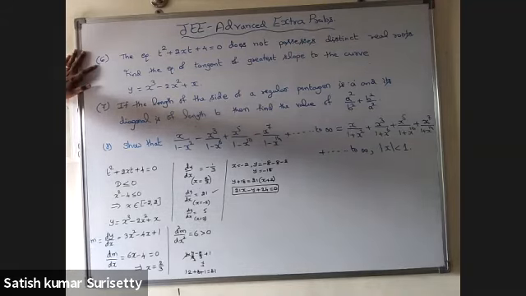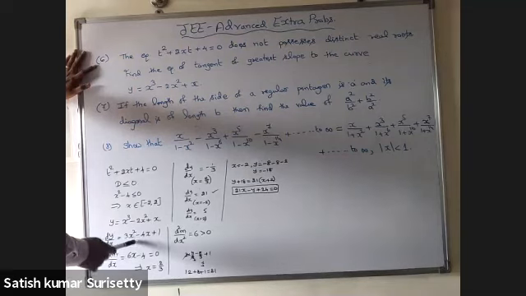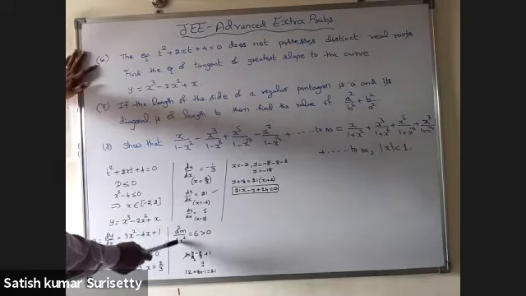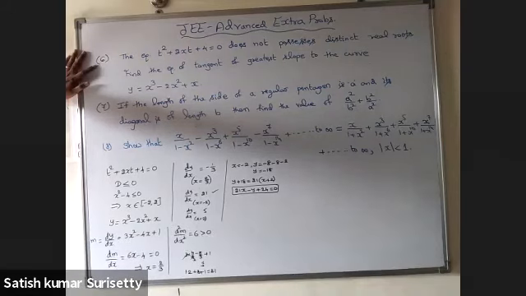So differentiate with respect to x. So the slope is 3x square minus 4x plus 1. Now if you differentiate further and equate to 0, x equal to 2 by 3. So second derivative, that is d square m by dx square equal to 6 greater than 0.